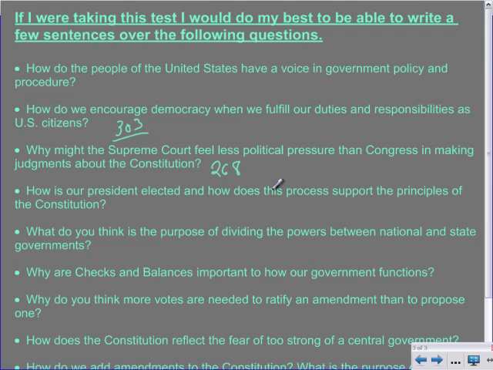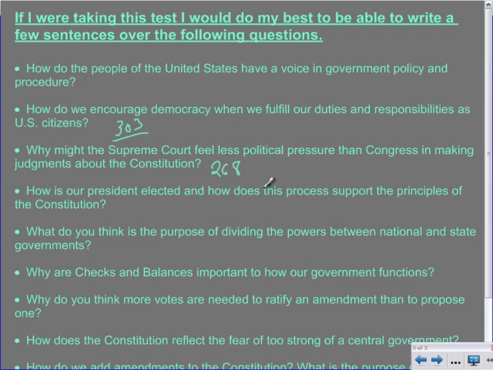It's that pressure that you feel about, like, oh man, if I don't do things right, if I don't do things that people like, I'm not going to get reelected. I'm going to lose my job. A Supreme Court justice doesn't have to worry about that. They serve for life, and they don't have to worry about getting reelected, so they don't have that type of pressure. So that's what you need to think about.